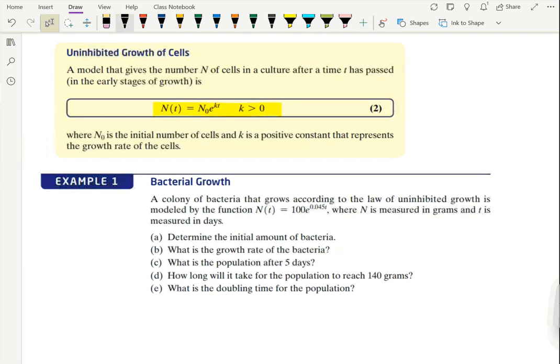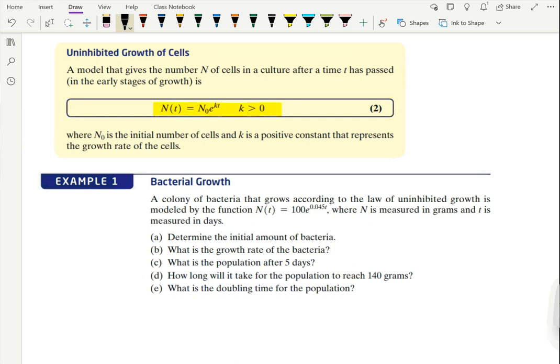So taking a look at example number one, if I take a look ahead in my notes, we're going to be doing 6 examples today as far as our lecture. So 6 different applications, maybe not all applications, but 6 different scenarios where we're using this exponential model. So let's take a look.